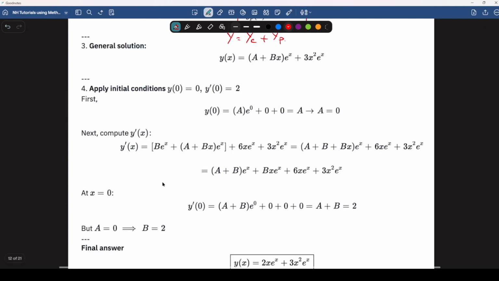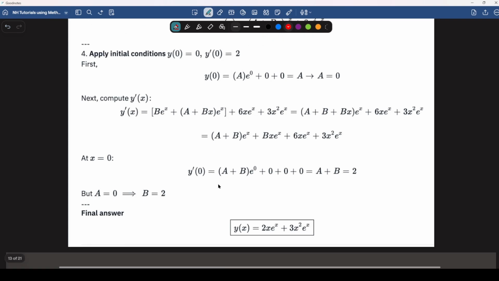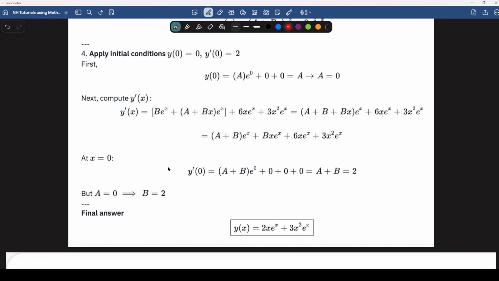And then with y single prime, at x equal to 0, the value equals 2. So substitute x equal to 0 in y single prime. This gives a plus b equals 2, and we already worked out the value of a to be 0. Therefore, the value of b equals 2.